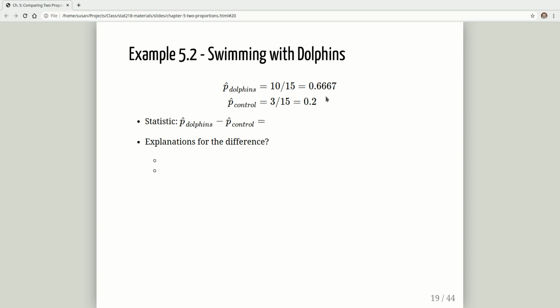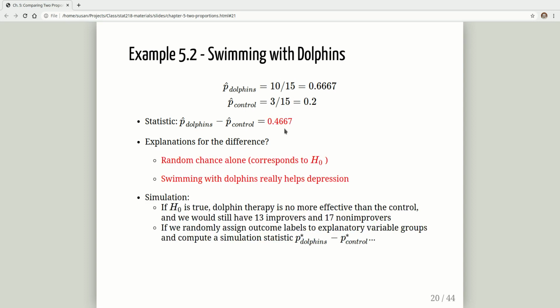Alright, so our statistic here is the proportion of people who swim with dolphins and whose depression improved. Okay, so that's 0.6667 minus the proportion of people who improved in the control group, so that's 0.2, which means that our statistic is 0.4667. We could explain this by random chance, right? So that's the null hypothesis. This is exactly like what we did in chapter 3.